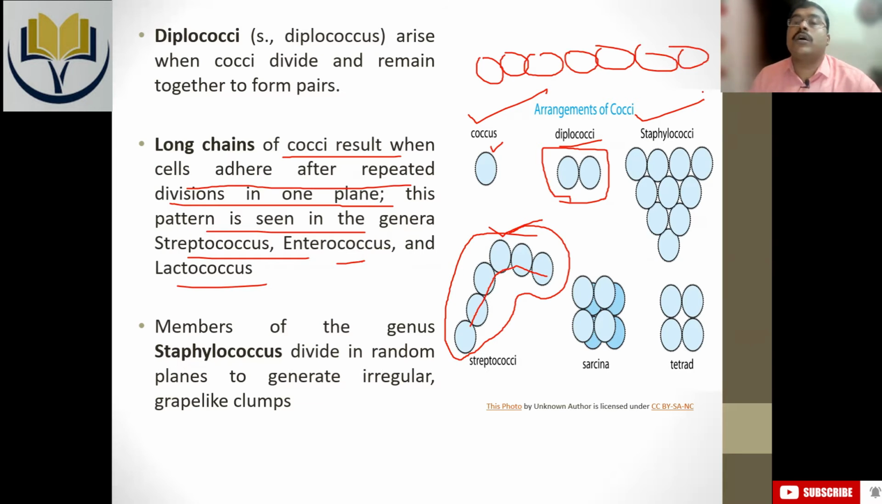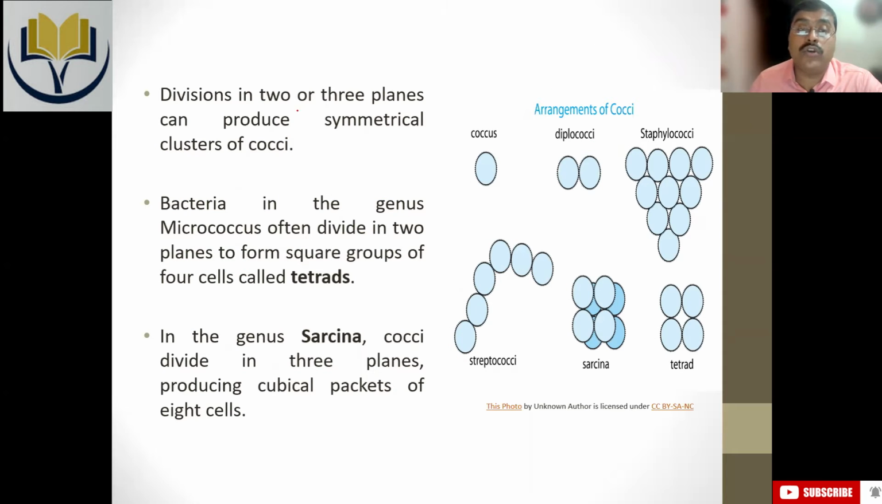So this is a Streptococcus structure. Staphylococcus is a cluster. They actually divide in random planes, but they are associated with each other. So they are known as Staphylococcus. Okay. Some other structures are also observed in these bacteria. So initially, what we have discussed, Staphylococcus, is an asymmetric structure, but some structures are symmetrical.